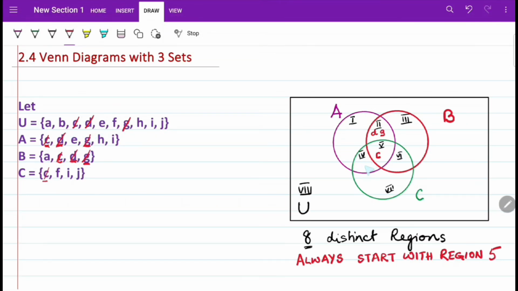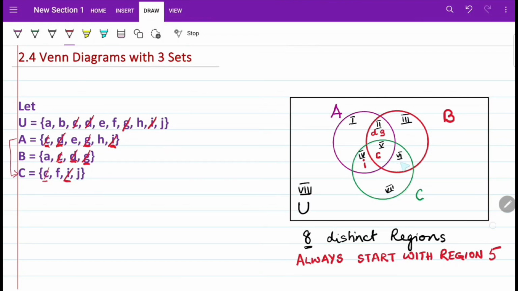Now we will go to region 4. That's the intersection between set A and set C. All right. So A and C is what we are looking at this point. What is common to both? E isn't. What else? H isn't. I is, right? I is the only one that's common to both A and C. So I'm going to write I in region 4, and I'm going to cross that out from all three sets, meaning the universal set as well.